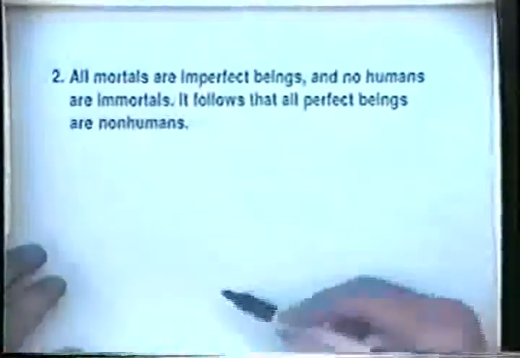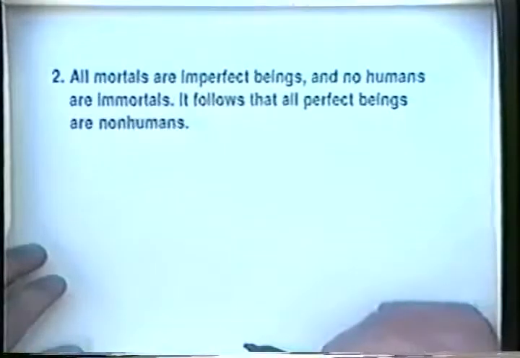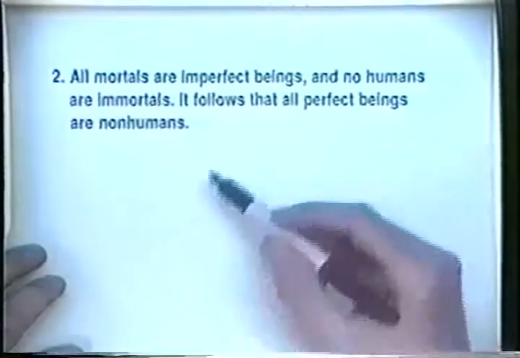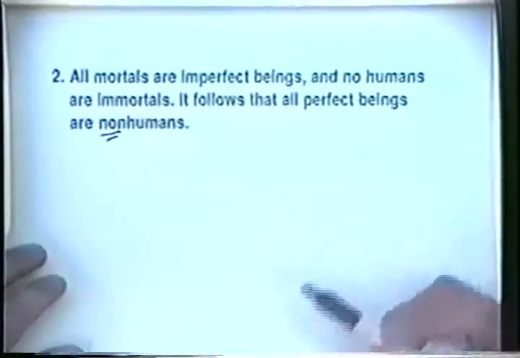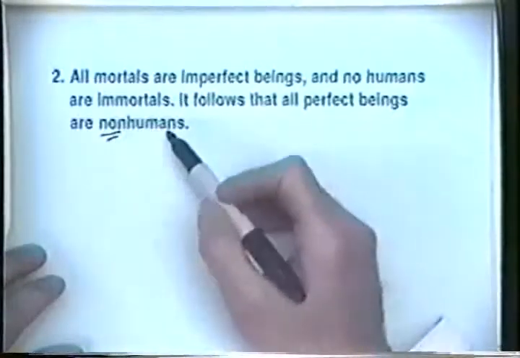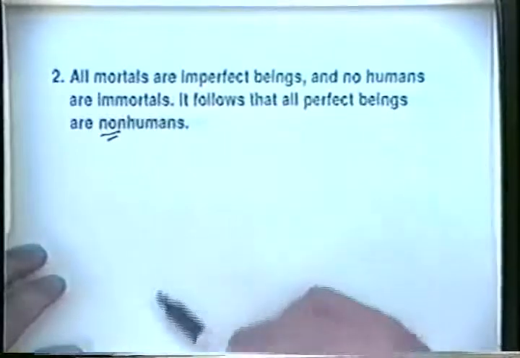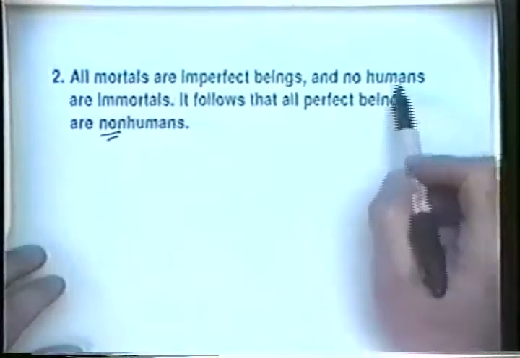So that was a pretty easy one, only one premise to change. All right, let's do a harder one. Number 2. All mortals are imperfect beings and no humans are immortals. It follows that all perfect beings are non-humans. Well, we're going to have to change a lot more here. Notice non-human, the nons are often a telltale sign of the term that you want to change. In other words, if you can eliminate the non-human and rephrase the conclusion or the premise, whatever it is, in terms of human, then you will have reduced that one term. Notice we have human also up here.